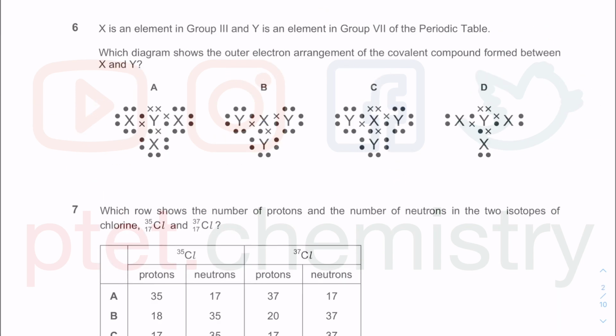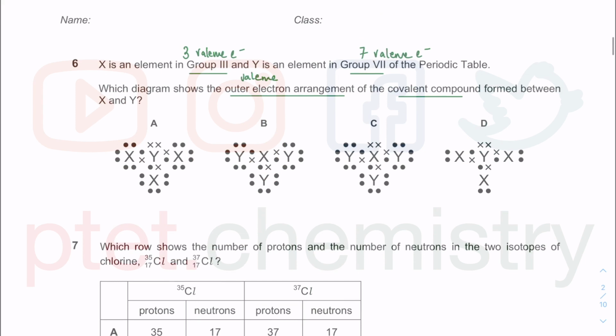Question 6, again, they want just the outer shell electron arrangement. So this is basically the valence electrons. They want a covalent compound, so sharing of electrons. This is between an element in group 3 and an element in group 7. If you have group 3, you will have 3 valence electrons, and group 7 will have 7 valence electrons. So group 3 and group 7.